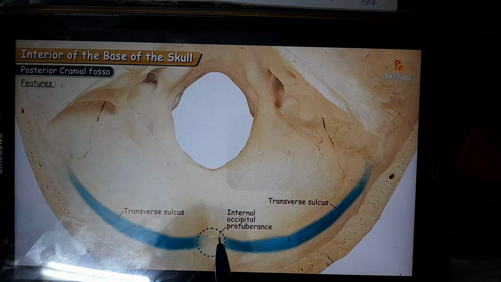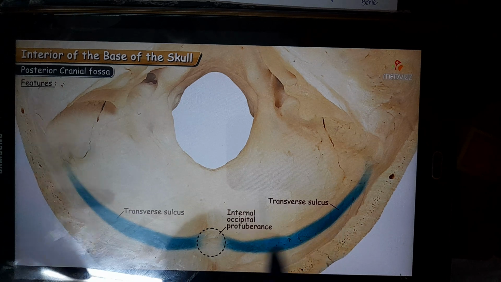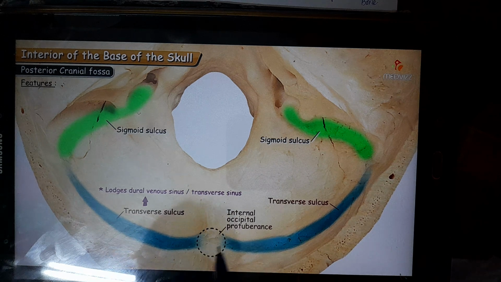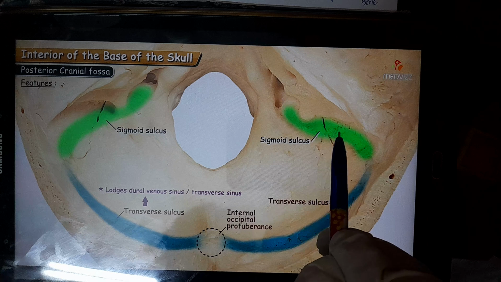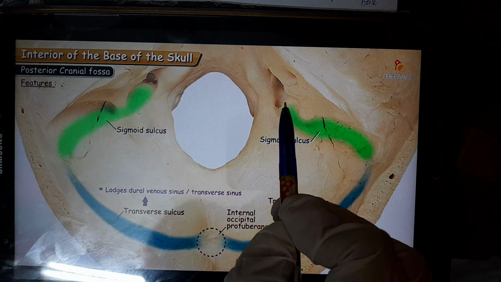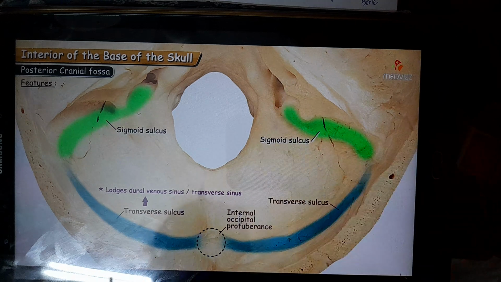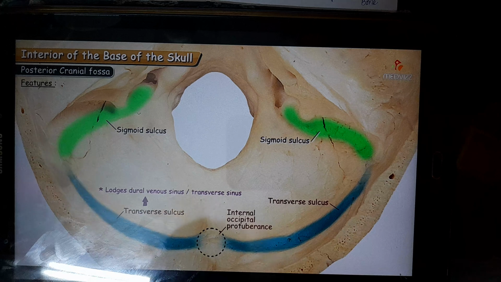Then on both sides of the internal occipital protuberance, we have the transverse sulcus, which is going to lodge your transverse sinus, a part of the veins that are draining your brain. Then from the internal occipital protuberance, this transverse sulcus goes to the jugular foramen through the sigmoidal sulcus, from where the sigmoidal sinus goes over here, and then it forms the internal jugular vein, which goes downward through the jugular foramen through its posterior portion.